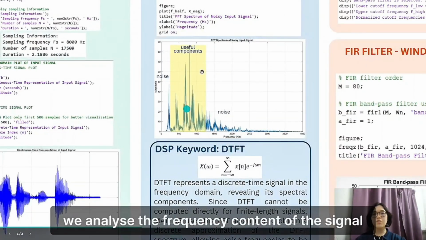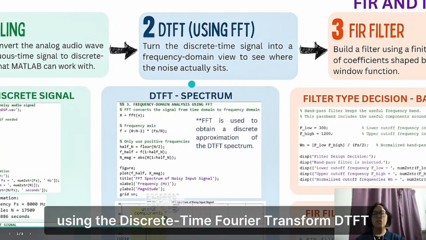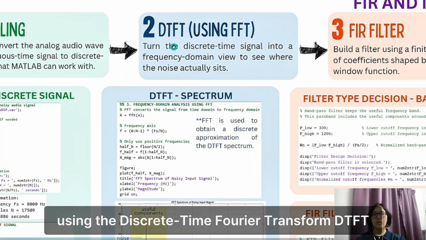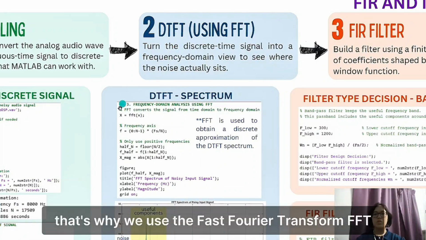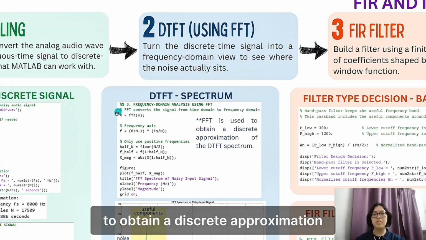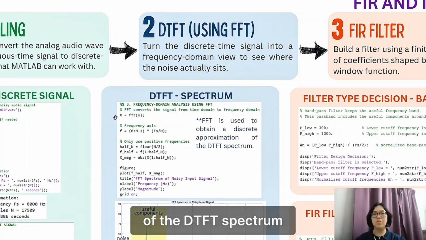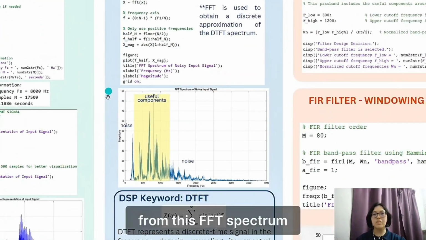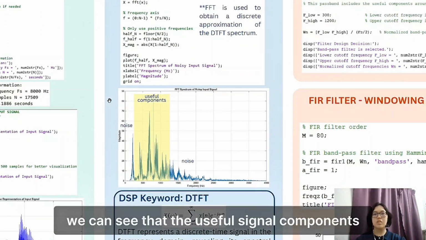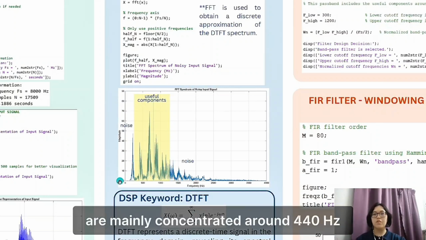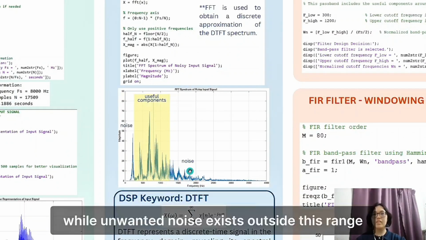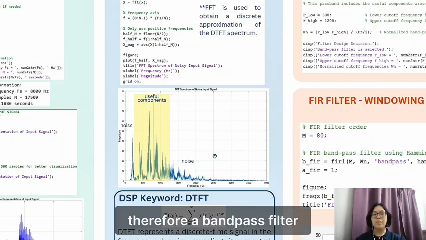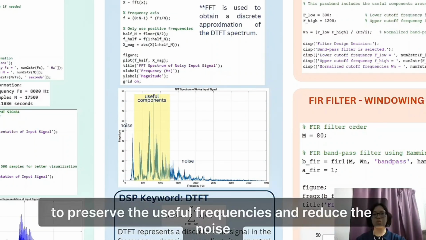Next, we analyze the frequency content of the signal using the discrete time Fourier transform, DTFT. Since DTFT cannot be computed directly in MATLAB, we use the fast Fourier transform, FFT, to obtain a discrete approximation of the DTFT spectrum. From this FFT spectrum, we can see that the useful signal components are mainly concentrated around 440 Hz and 880 Hz, while unwanted noise exists outside this range. Therefore, a bandpass filter will be used in the next stage to preserve the useful frequency and reduce the noise.